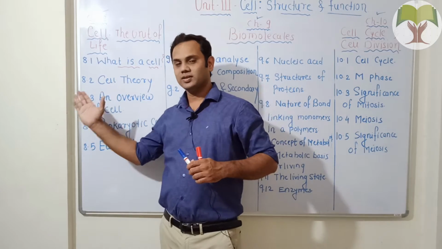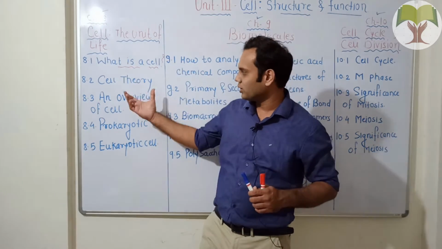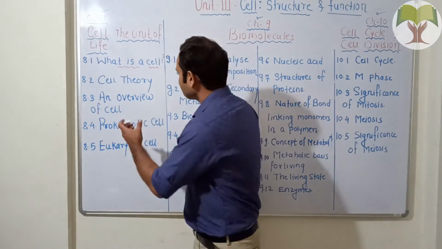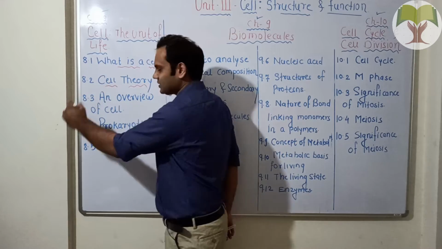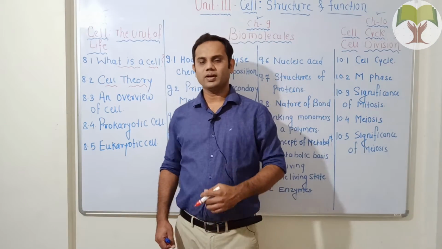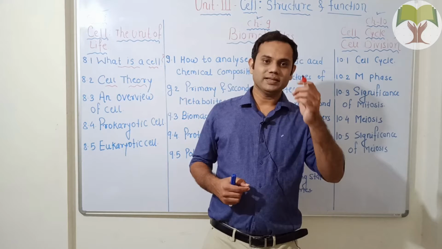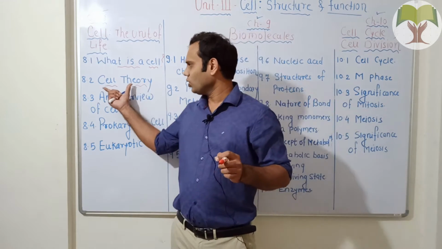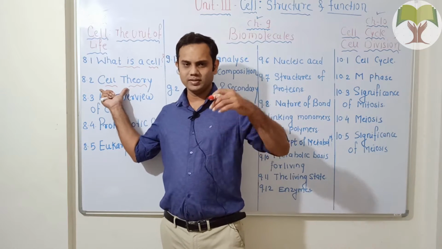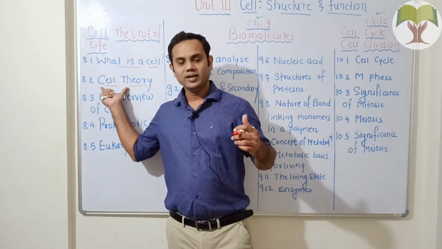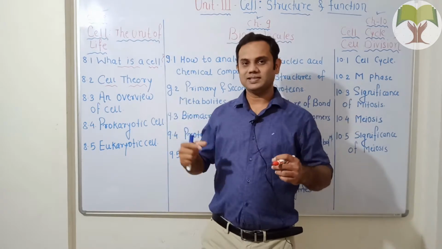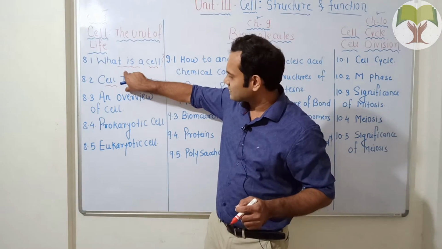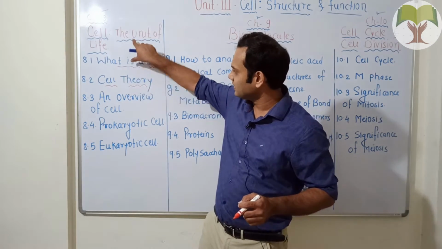In this context, the two scientists, Schleiden and Schwann, proposed the cell theory of life. It states that every organism is made up of cells and that cells arise from pre-existing cells. It is a very interesting theory. It is an older theory, but it still states assumptions that are true. That is the cell theory that we are going to discuss in this chapter.